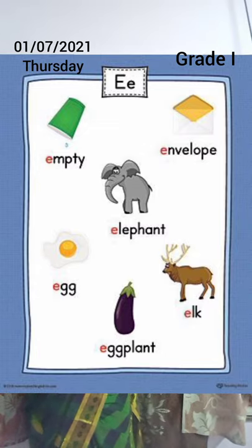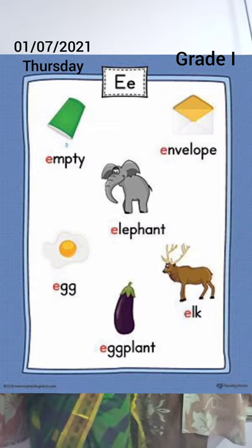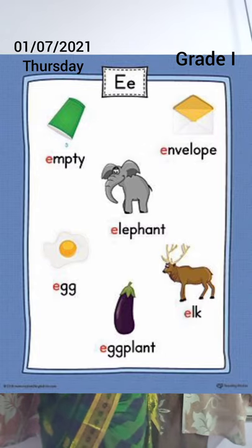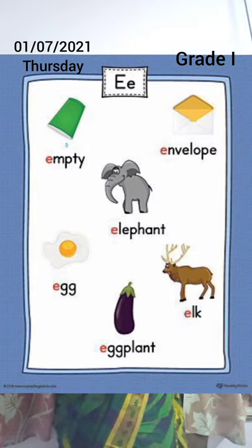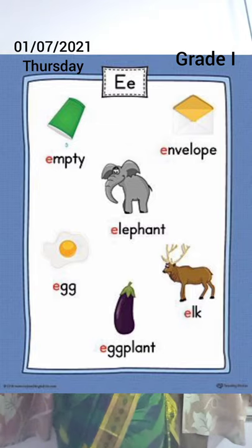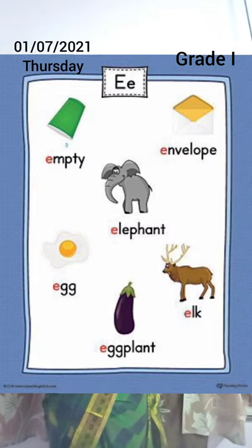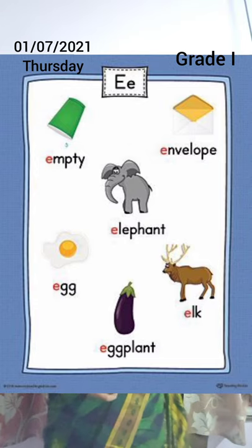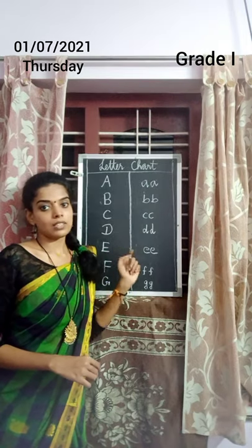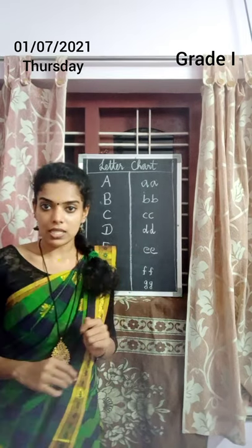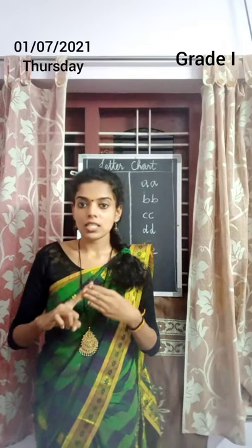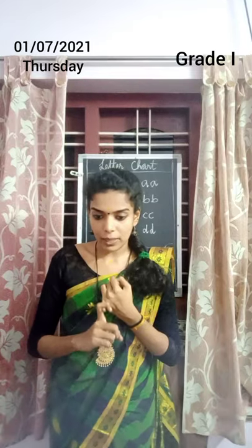E-L-E-P-H-A-N-T. Elephant. Empty. E-M-P-T-Y. Empty. Envelope. E-G-G-P-L-A-N-T. Eggplant. Elk. E-L-K. Elk. So, the fifth alphabet is E. So, the examples are egg, eggplant, elk, elephant, empty, envelope.